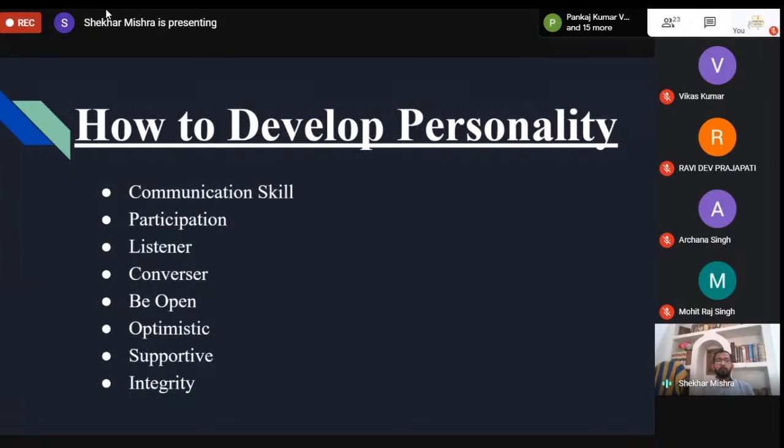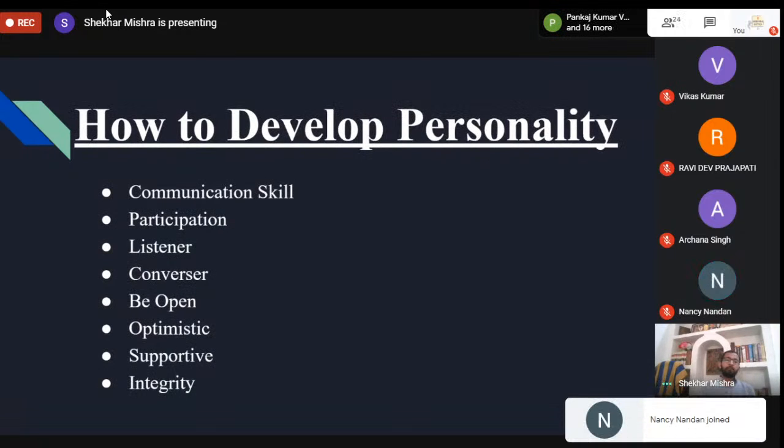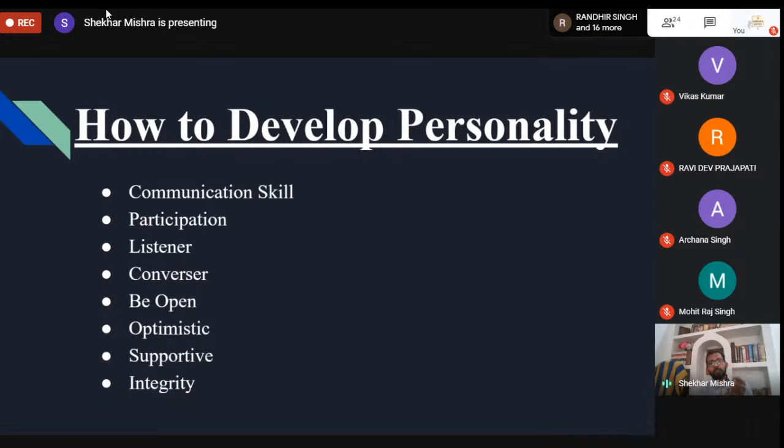Now, how to develop personality? You can improve your communication skill by participating in events and in things you come across. A good listener always has a good personality. He has patience. The most important thing for listening is patience. If you are listening to me right now, continuously, then you are a good listener and you have patience.